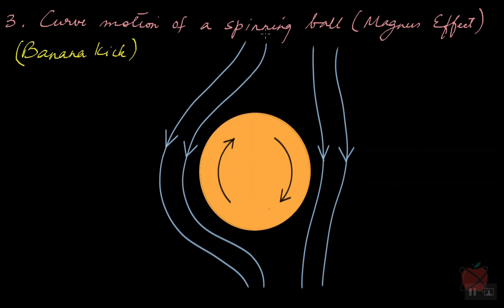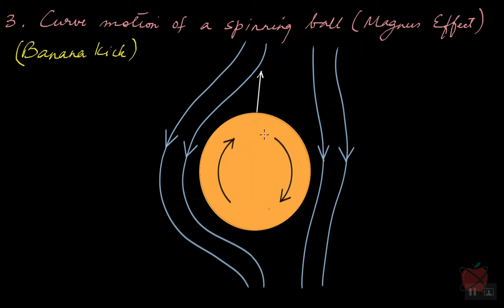Now, what is the physics behind the banana kick? The physics is this: the ball has to spin as it is traveling in the air. Like this, the ball is spinning as it is traveling. So the ball is going forward, and at the same time it is spinning. It is going this way, in that direction, and spinning in that direction. Now, due to the spin motion of the ball, you see here the air currents, the air streams on the left side and on the right side of the ball.